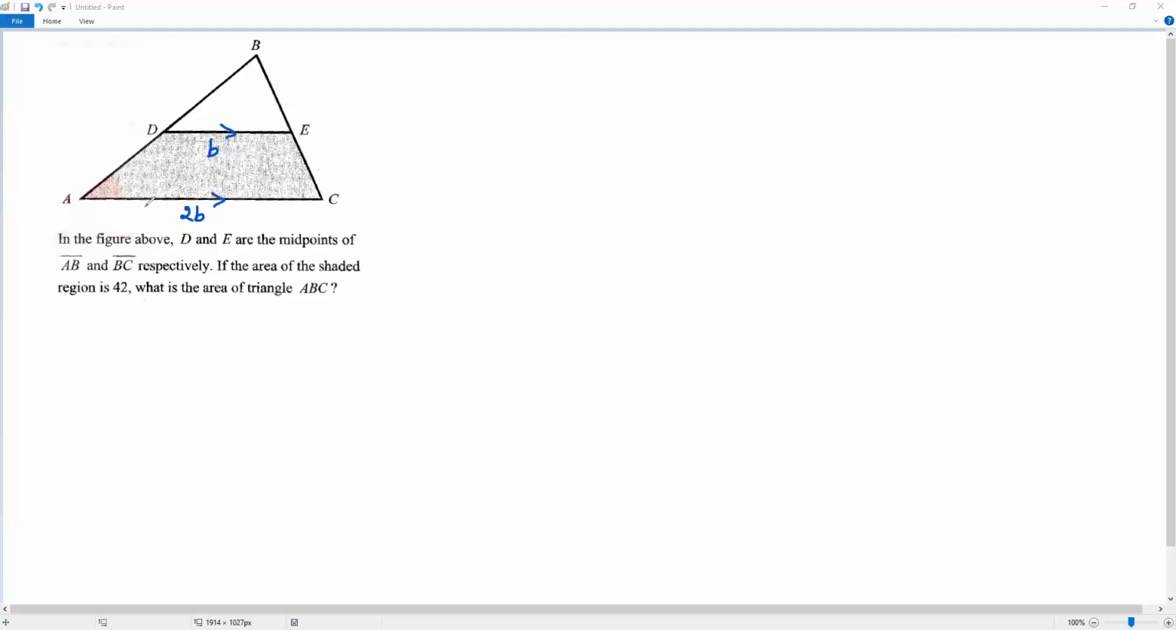Okay, so now what I'm going to do is draw a perpendicular from the vertex B to the line segment DE. I assume the length of this perpendicular is just h. Now I'm going to draw one more perpendicular from the line segment DE to AC, that is the third side of the triangle.